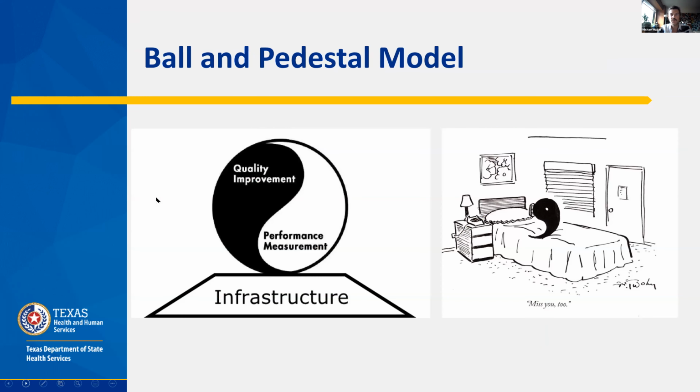Let's quickly just do a reminder about how CQM works in the Ryan White HIV/AIDS program. We have a ball and pedestal model that has been put forward by our friends at the New York State Department of Health AIDS Institute and our partners at the HIV/AIDS Bureau for decades now. And the idea is that infrastructure supports a yin and yang approach between performance measurement and quality improvement. And it's really easy to over measure and under improve, or to not really have a good sense of measurement and to just go around and try to improve and fix stuff, polish.